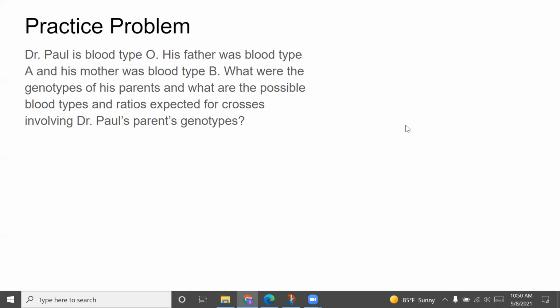Okay, well, let's count what we have here. We have how many AB? One. Okay. 1A, 1B, and 1O. So your ratio would look like this: 1 to 1 to 1 to 1. Awesome. You're kicking butt.